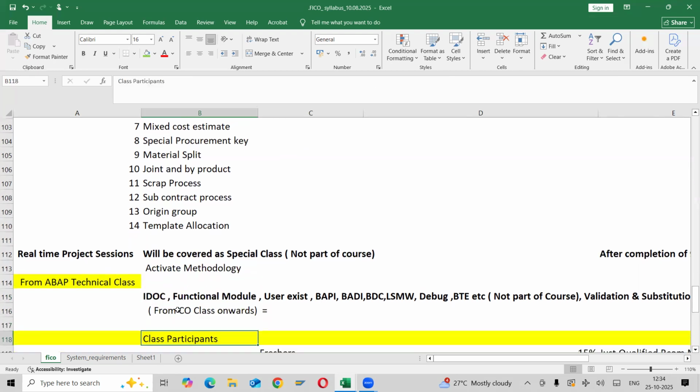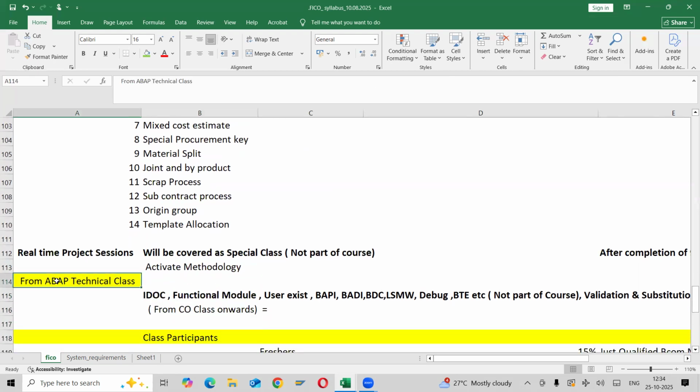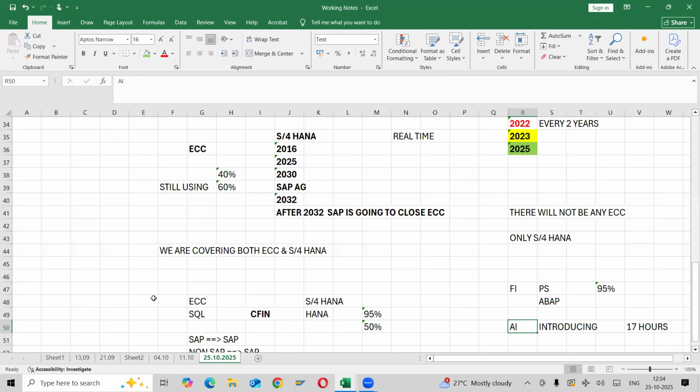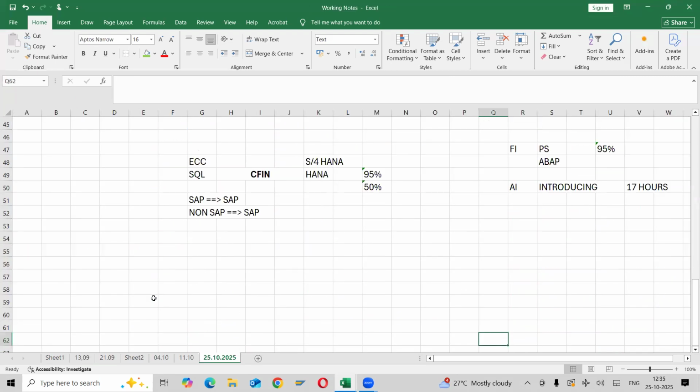After that, we are going to cover ABAP sessions from the CO class onwards. Clear? Don't consider this as not part of our course. Now they are not checking. Again, there are two types of opportunities we have. One is functional consultants, who have module knowledge: FI knowledge, CO knowledge, MM knowledge, SD knowledge. The other is technical consultants.